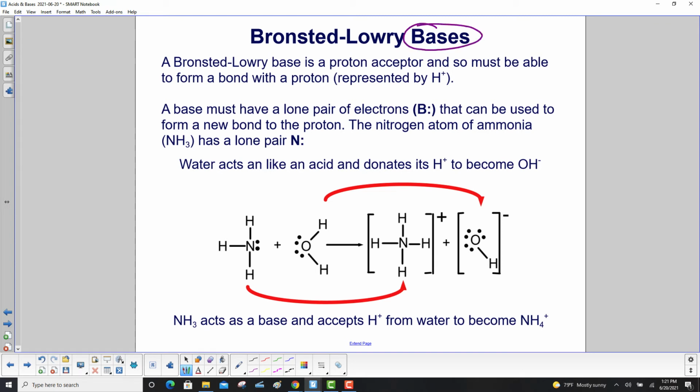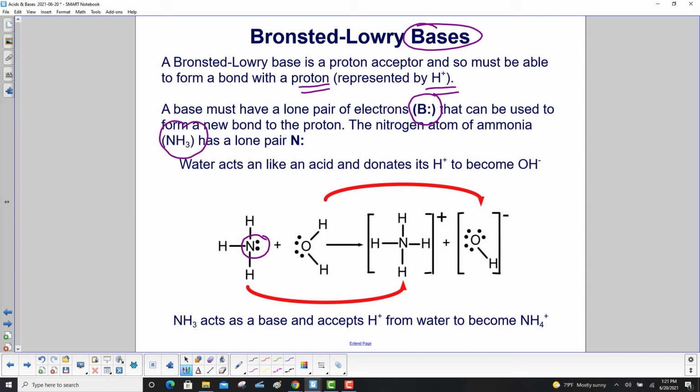A Bronsted Lowry base is a proton acceptor, and so must be able to form a bond with the proton, which is represented by H plus. The base must have a lone pair of electrons, B with kind of a colon mark there where B is the name of the element, that can be used to form a new bond to the proton. The nitrogen atom of ammonia, NH3, has a lone pair. Right here, see the N colon?